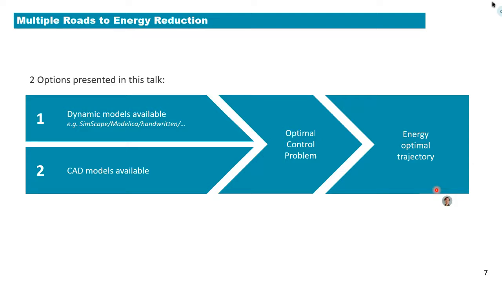a CAD model of your system. So you don't have to rely on these dynamic models. You can use a CAD model and actually derive the kind of dynamics behind it. Both of our approaches are going to lead to this optimal control problem formulation, and both will lead to energy optimal trajectories. So there's multiple paths that lead to Rome here. Diving in on my part of the presentation, so using the dynamic models, that's what we'll do first.